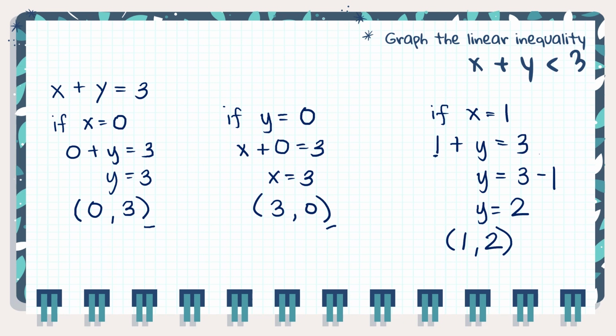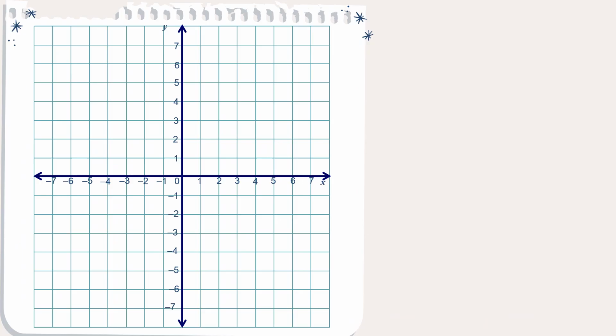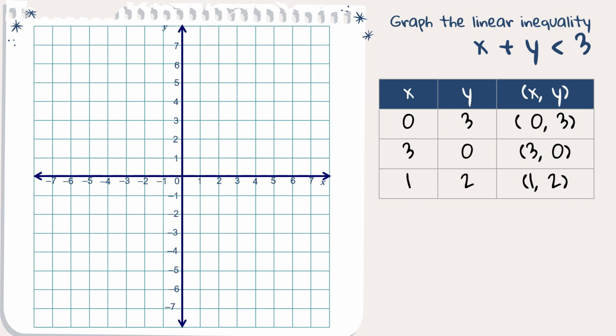Now we can graph the linear equation x plus y is equal to 3. Again, we are going to use our Cartesian coordinate plane, or simply our Cartesian plane. This is the table of values that we already solved a while ago. We have 0, 3, 3, 0, and 1, 2. So let us plot the following points. We have 0, 3. We also have 3, 0. Then we have 1, 2.